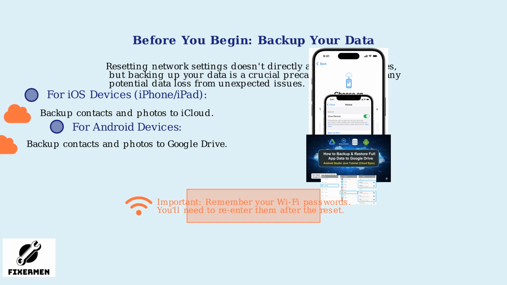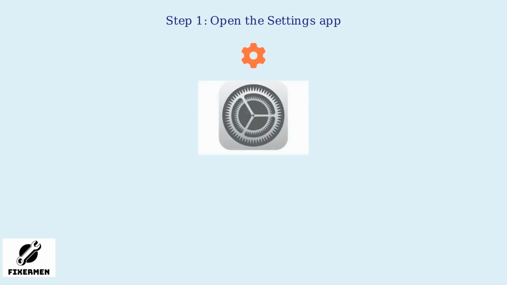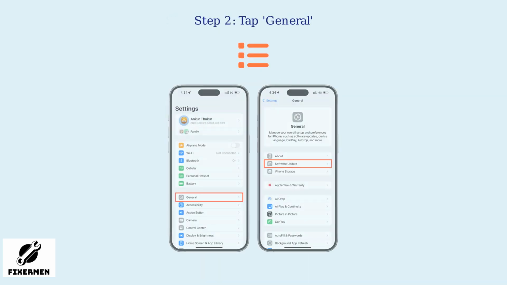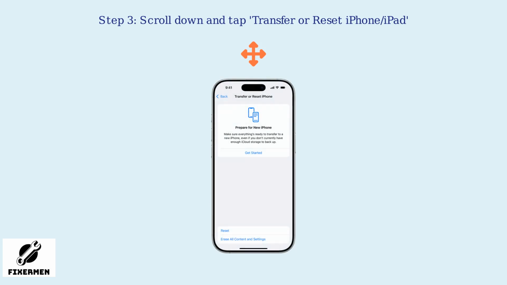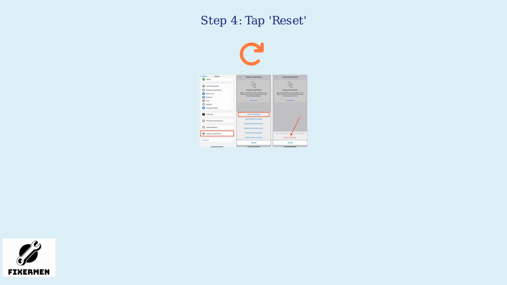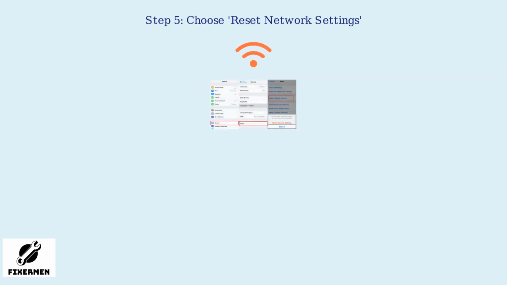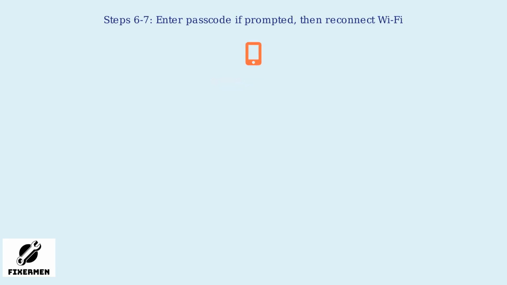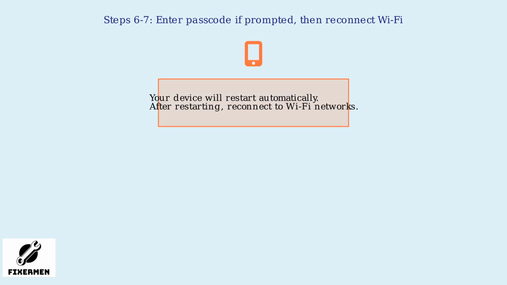To reset network settings on your iPhone or iPad, start by opening the Settings app. Once in Settings, tap on the General option to access device settings. Scroll down in the General menu and tap on Transfer or Reset iPhone to access reset options. In the Reset menu, tap on Reset to see the available reset options. From the Reset options, select Reset Network Settings to clear all network configurations. Enter your passcode if prompted to confirm the reset. Your device will restart automatically. After it restarts, you'll need to reconnect to your Wi-Fi networks.